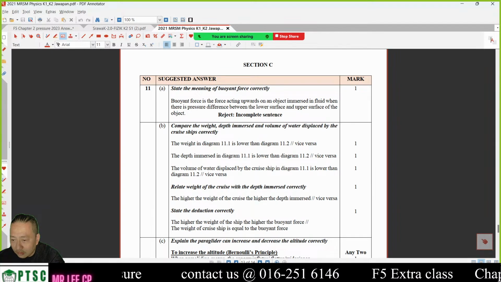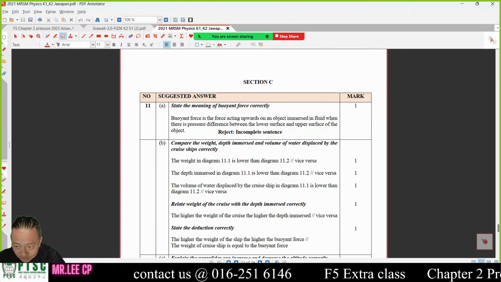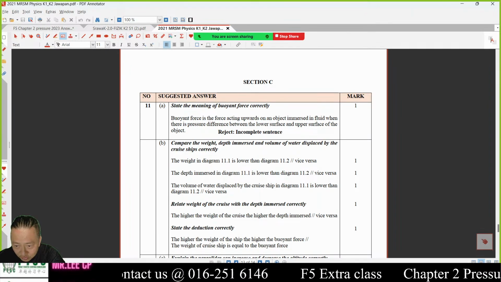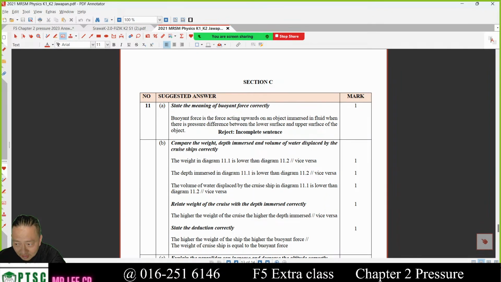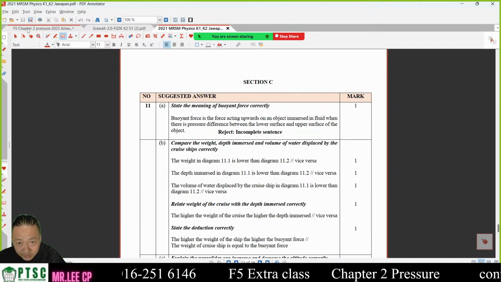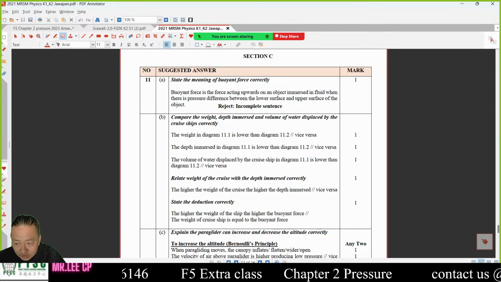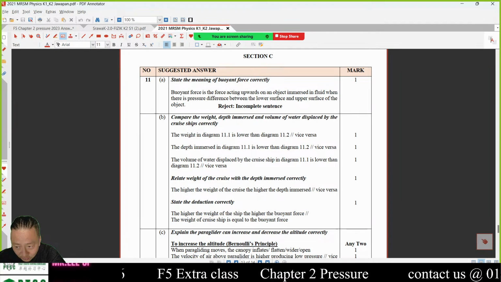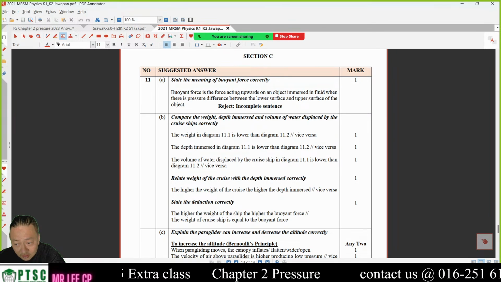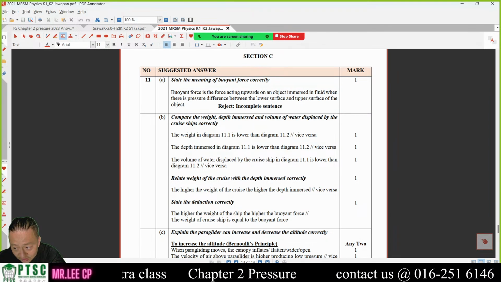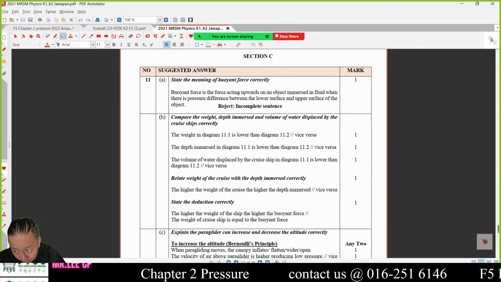Okay. Buoyant force is the force acting upward on the object immersed in the fluid when there is a pressure difference between the lower surface and upper surface of the object. Reject if it is not complete. Now, second one, compare the weight. Weight in 11.1 is lower than 11.2. Vice versa also can. The depth immersed in 11.1 is lower than 11.2. Vice versa. Volume displaced in 11.1 is lower than 11.2.